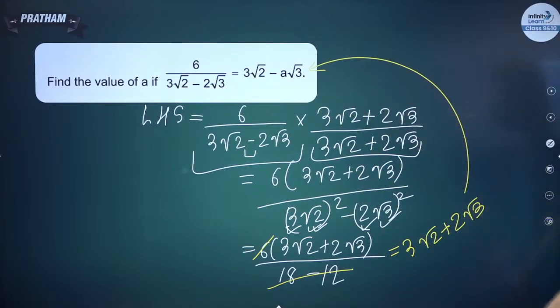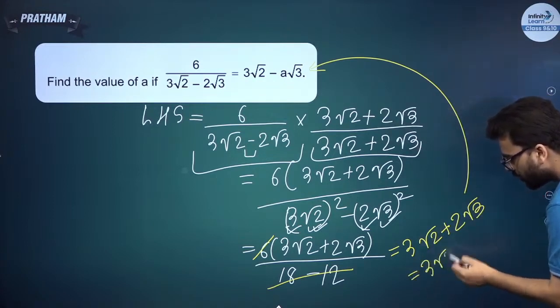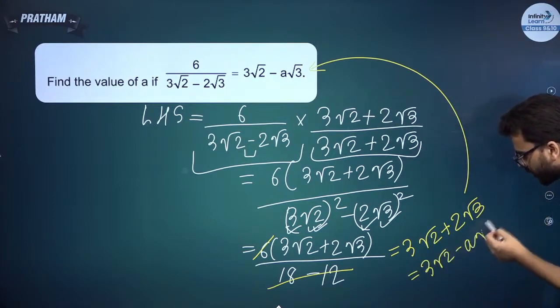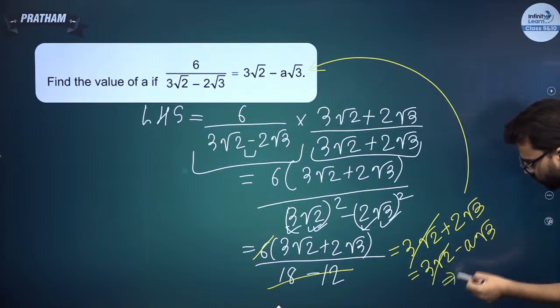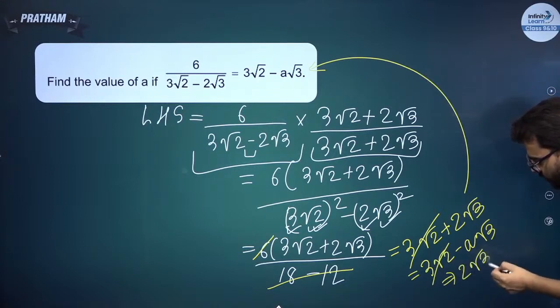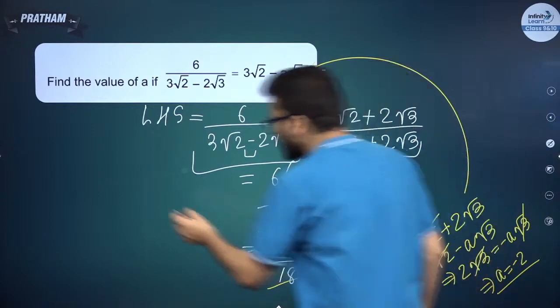So if you compare, what will be the answer? Basically this is equal to 3 root 2 minus a root 3 over here. So if you cancel out 3 root 2, then you will get 2 root 3 equal to minus a root 3. So root 3 will get cancelled out. So basically a is coming out to be minus 2. So the answer over here is a is equal to minus 2.